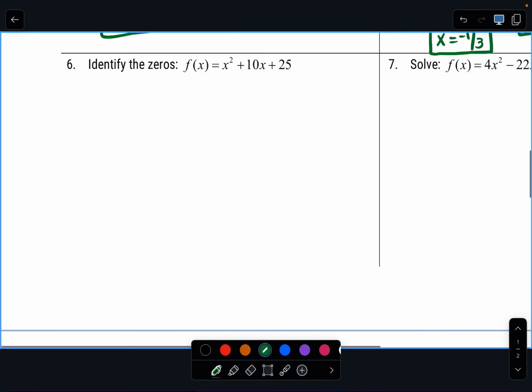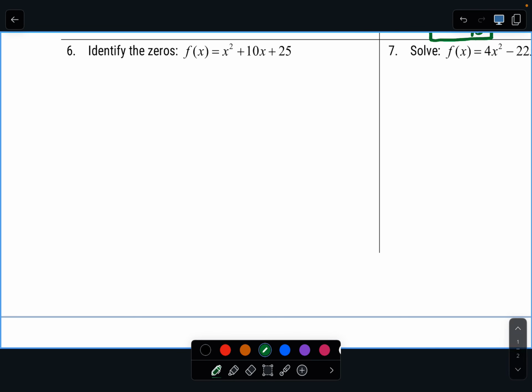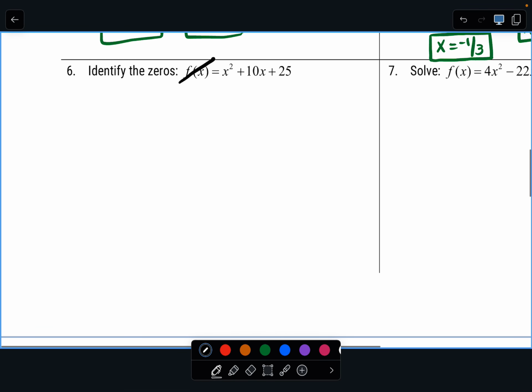Now, sometimes they ask you to solve, and it's not set equal to 0. The only additional step that you have to do is set the whole thing equal to 0. Doesn't make a big difference. If you have something on the other side, you need to move it to the right side, and then you need to set the whole thing equal to 0.